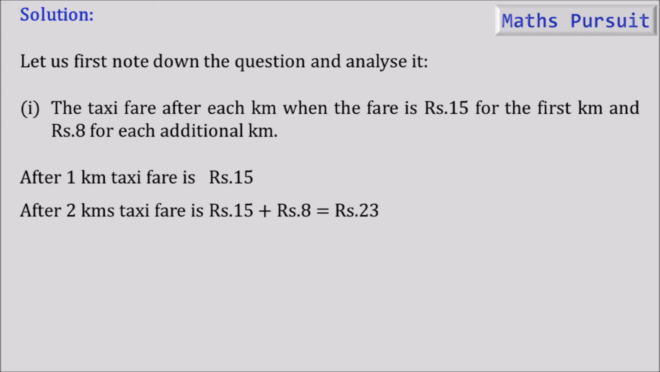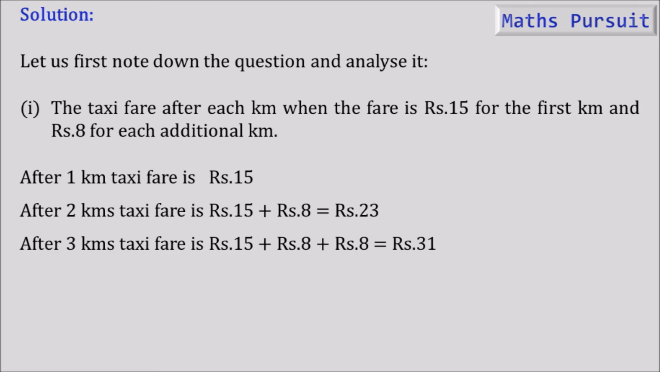Now after the second kilometer, taxi fare is rupees 15 plus rupees 8. This is the additional fare which increases. That is equal to rupees 23. After the third kilometer, taxi fare is rupees 15 plus rupees 8 for the second kilometer and then rupees 8 for this third kilometer, which is nothing but rupees 31 altogether.